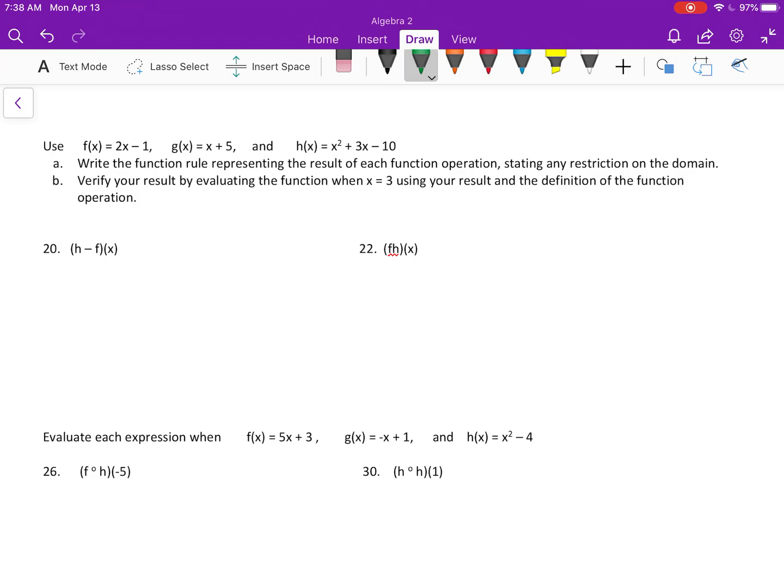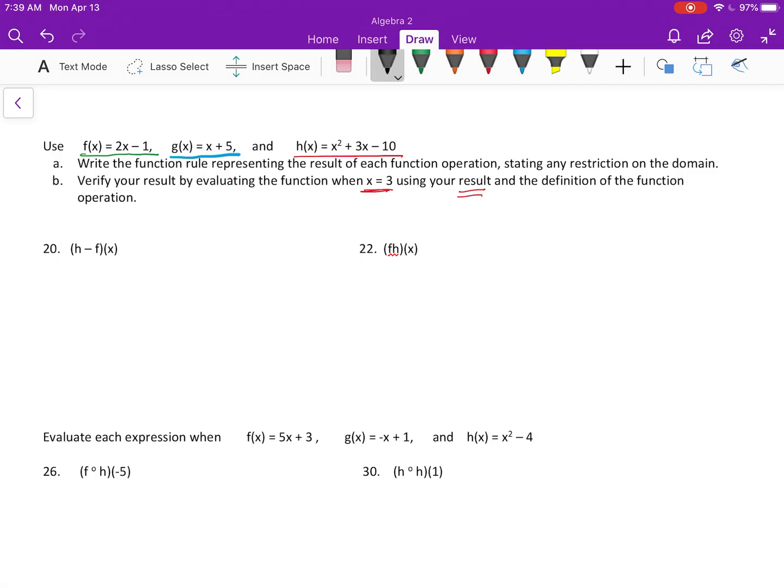Moving on. These directions were a little bit longer. We have the 3 functions. So f of x, we'll use green. When we work with g of x, we'll use blue, and with h of x, red. But this says write the rule representing the result of each function operation, stating any restrictions. So that first part is really like the first group of examples that we did. Then part B says verify your result by evaluating the function when x is 3. So that's just going to be, we're going to plug in 3 into your result and the definition of the function operation. So just into the original question.